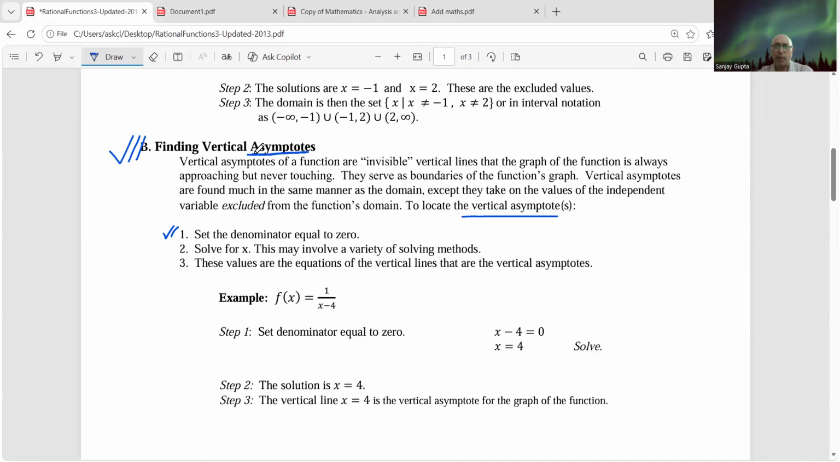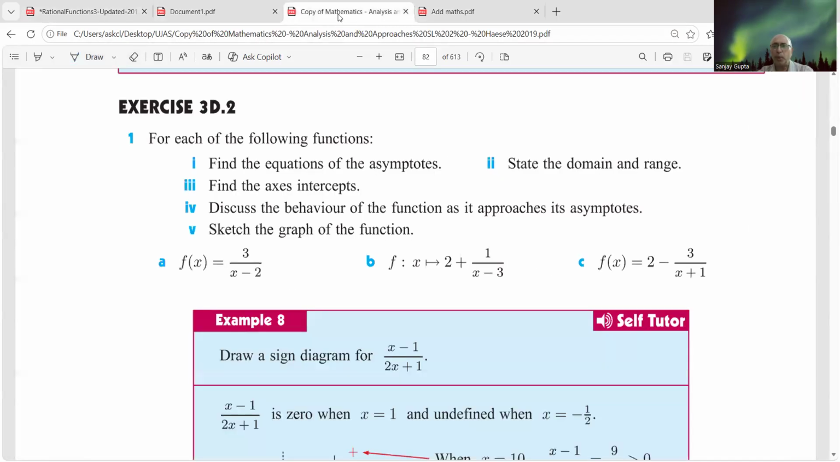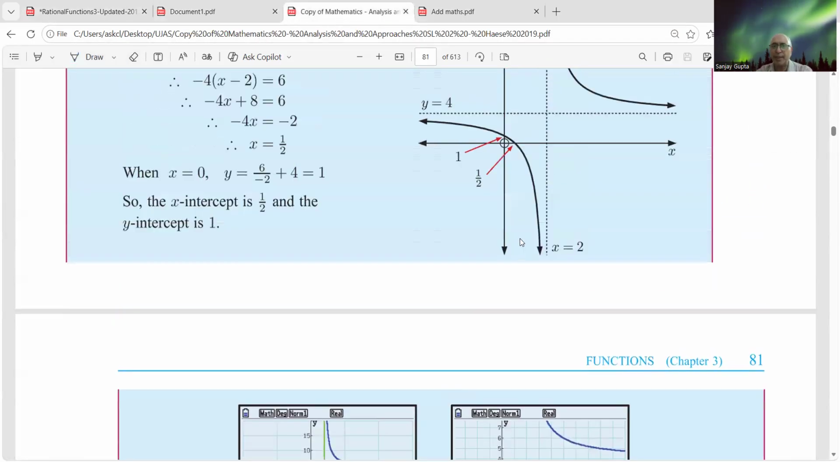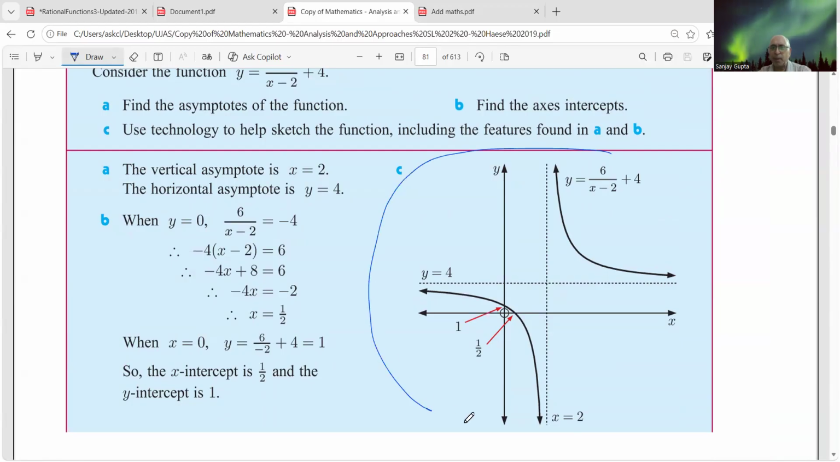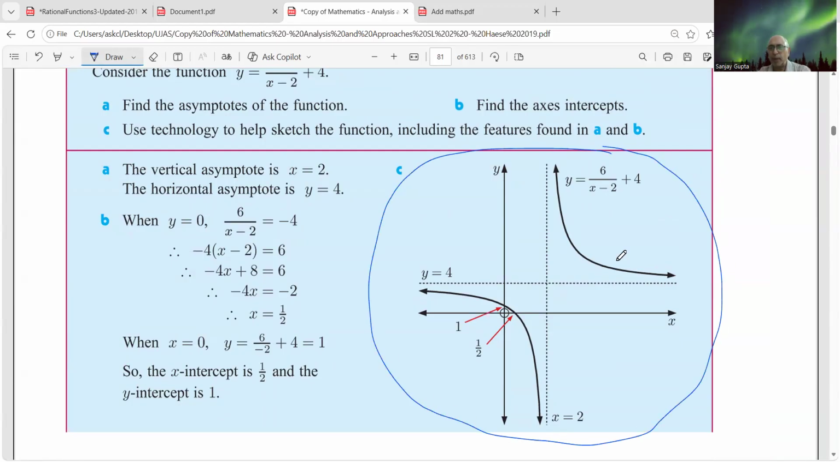First, we should know what asymptotes are. So let me show you a graph and see what we exactly mean by asymptotes. If you look at this graph on the right side of the screen, what's happening here? You can see there are two dotted lines. One is a vertical line at x equal to 2, and one is a horizontal line y equal to 4.